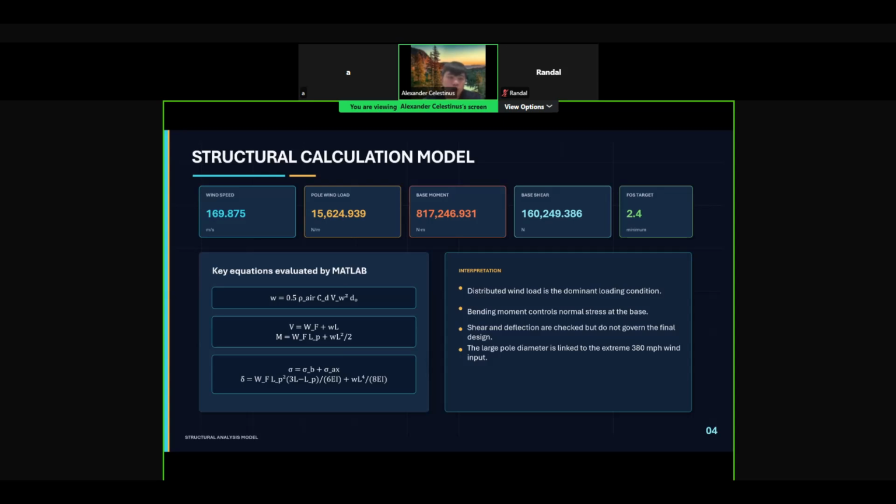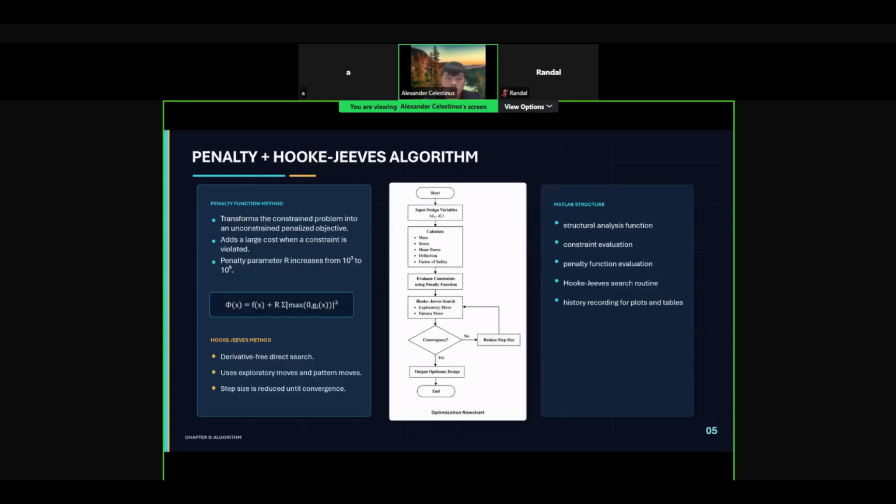The results show that the distributed wind load contributes much more than the concentrated load. Therefore, the bending moment generated by the wind load becomes the governing factor in the structural design, while the shear stress and deflection remain within acceptable limits.